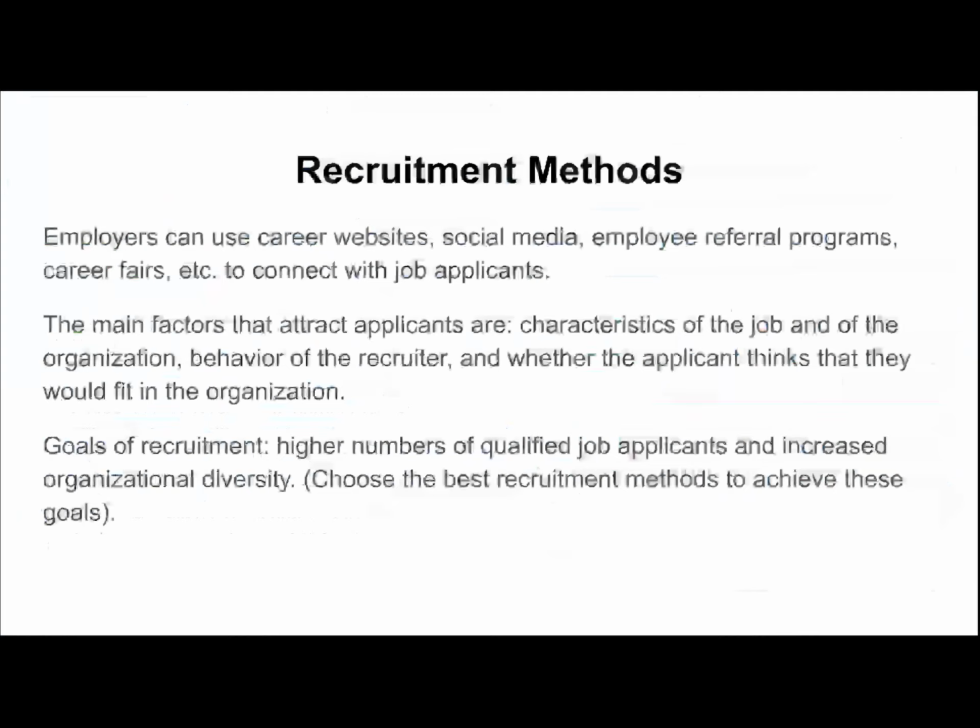So the main factors that attract applicants to a job are the characteristics of the job and of the organization, the behavior of the recruiter, and whether the applicant thinks they would fit in the organization. Again, the goals of recruitment are higher numbers of qualified job applicants and increased organizational diversity. So every organization wants to do that. They want to get big numbers of qualified people applying, and they want to make sure diversity is up. But different organizations may need to choose different recruitment methods to achieve these same goals. Same goals for everyone, but they might achieve them different ways.